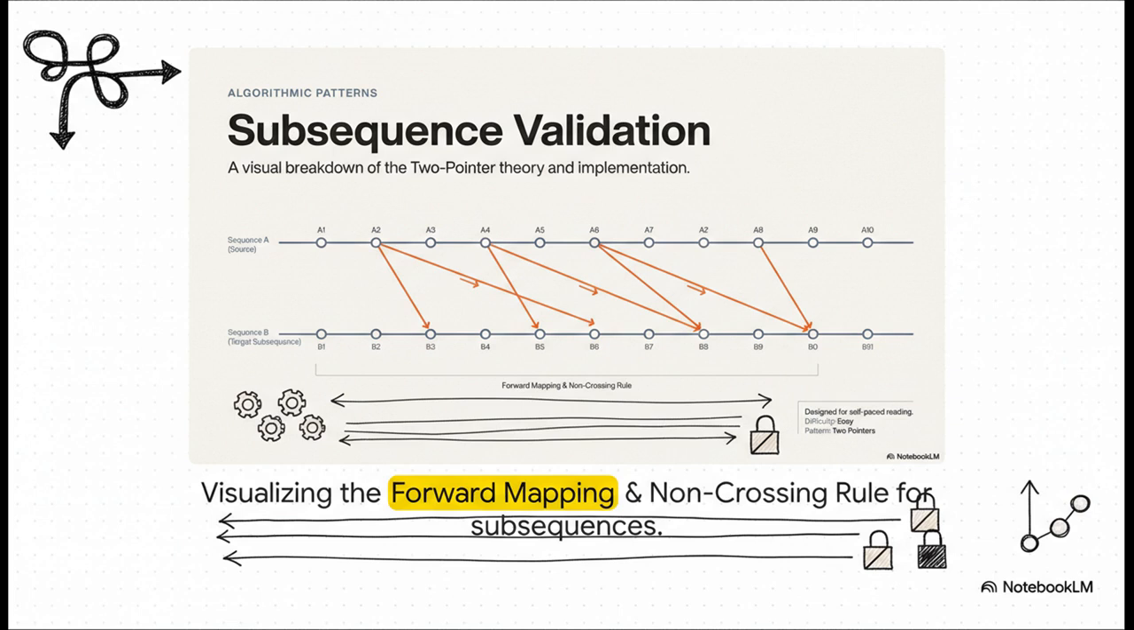So take a look at this. This one image pretty much captures the entire puzzle in a nutshell. It shows what we call the forward mapping and non-crossing rule. And trust me, this is the key to everything. The main idea? The connecting lines can stretch as much as they want, but they can never, ever cross. Keep that in your head.